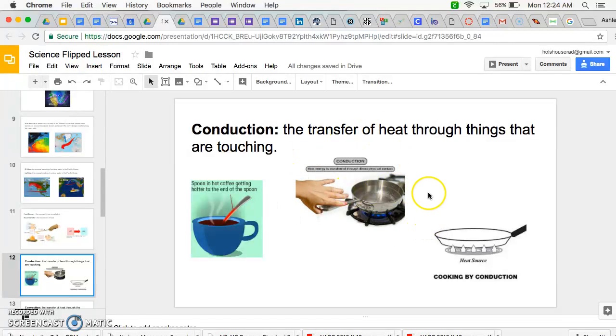In this example, there is a metal pan on a burner, and because the handle is not insulated, it is going to conduct that heat to your hand when you touch it. And then cooking by conduction: you put your pan on a burner so that it is actually touching and has that direct contact to transfer the heat from the burner to the pan to cook your food.